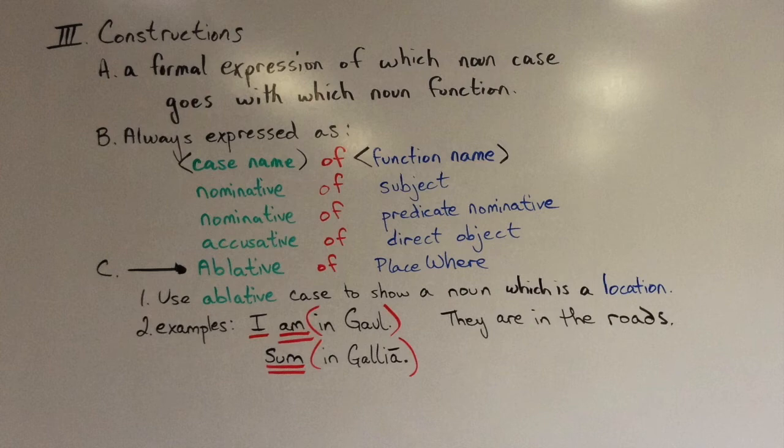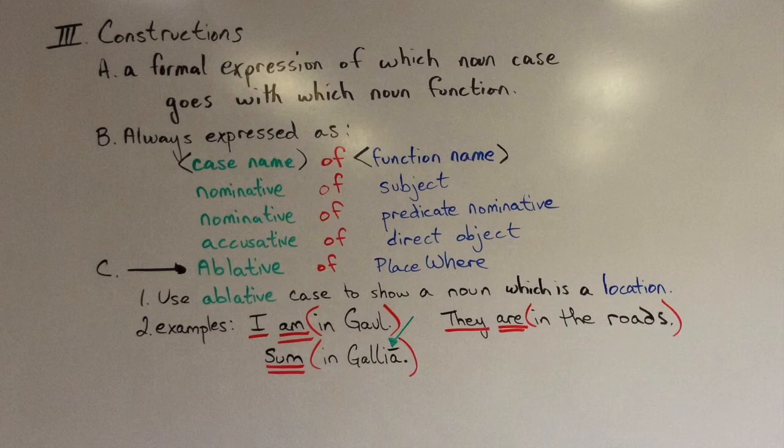Notice how Galliā is a location, and so it has to be the ablative case. Notice how it has that long A, which makes it ablative instead of nominative. Now, try to translate the second sentence on your own. Remember to diagram it first before you translate it. Pause now. If you diagrammed it correctly, you should have underlined they once as the subject and are twice as the verb. Meanwhile, you would parenthesize in the roads, because it is a prep phrase.